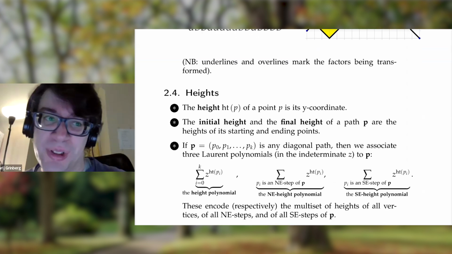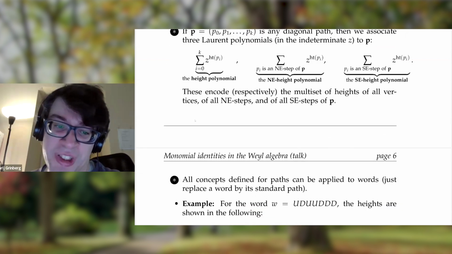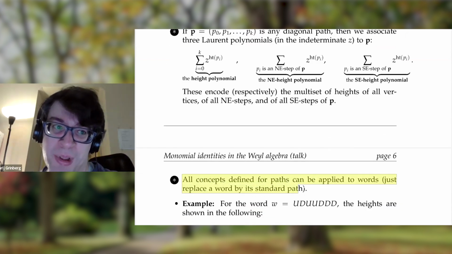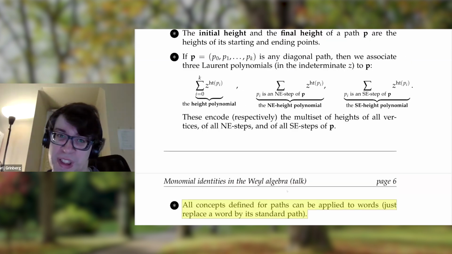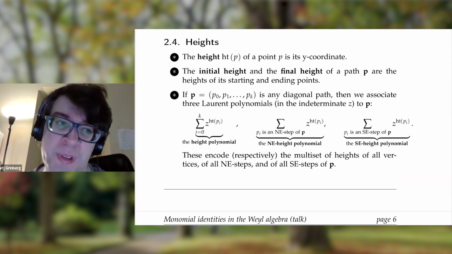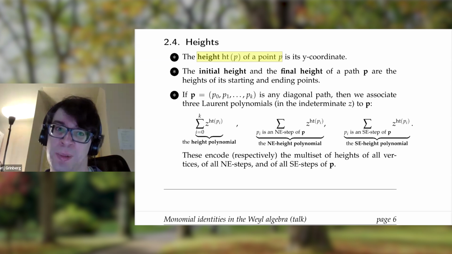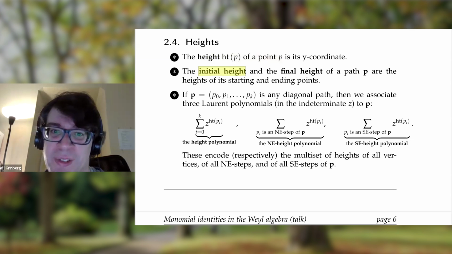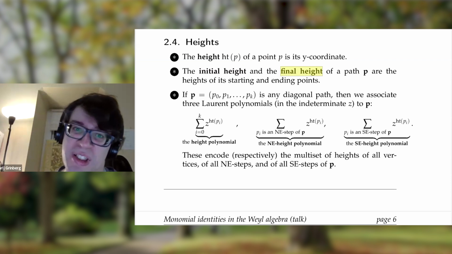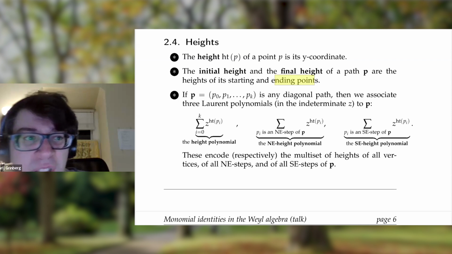So here are some more things you can do with words, specifically with the path. I should say that everything that you do for a path, you can do for a word because you just interpret the word as a path and apply the transformation to the path. So first of all, for any point, you call its y-coordinate its height, for obvious reasons. Now a path has an initial height and a final height, which are simply the height of the starting point and the height of the ending point.